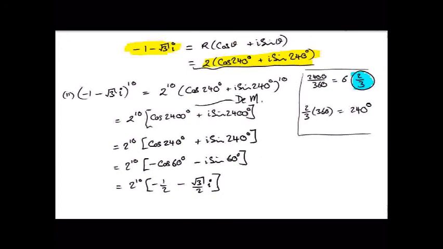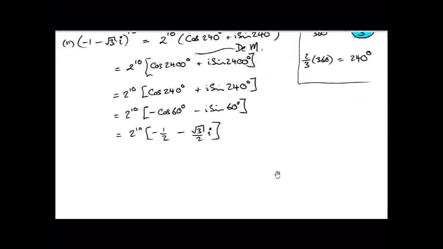Okay? Now, do you notice anything? Isn't there a 2 on the bottom here and here? Couldn't I pull that 2 outside? Okay, I could pull that 2 outside. And what's 2 to the power of 10 divided by 2? 2 to the power of 9 into minus 1 minus root 3 i. Is that okay?